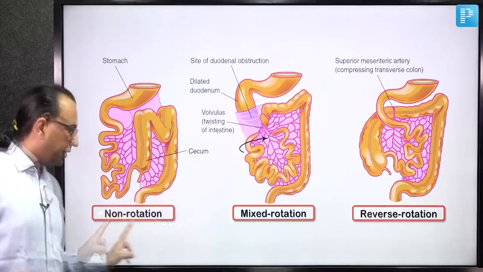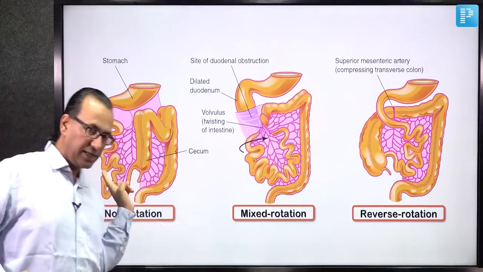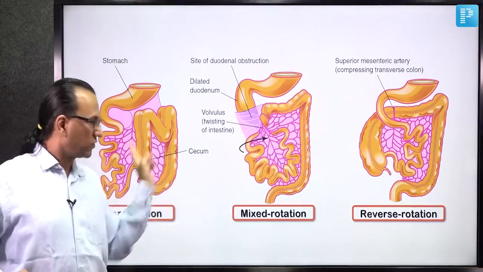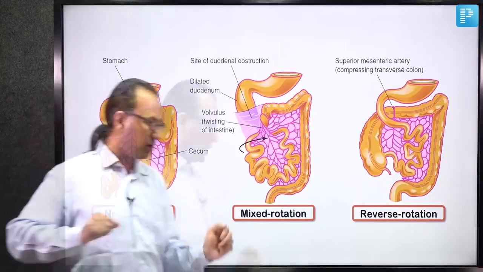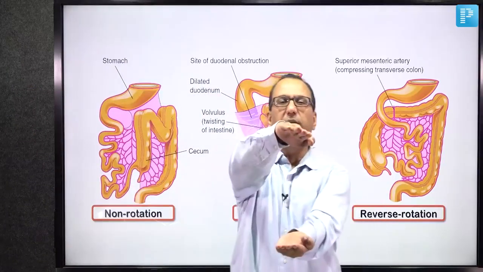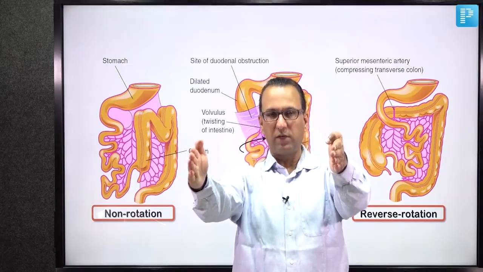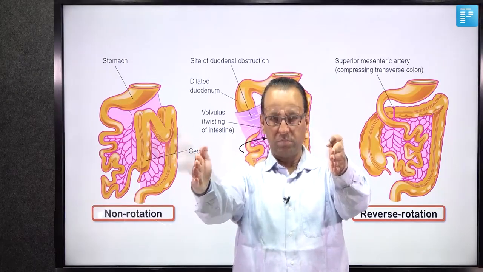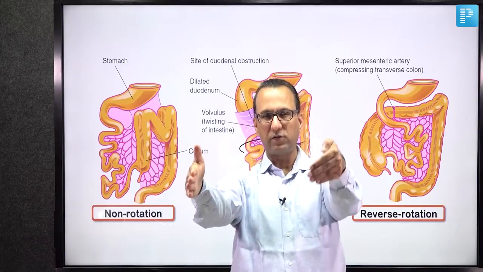Sometimes there can be an anomaly called non-rotation, where you'll find that small intestine is on the right side, the DJ is on the right side, and large intestine is on the left side, the colon is on the left side, IC is on the left side. What happened here was, when DJ and IC went inside the umbilical cord and rotated 90 degrees, after that they did not rotate the further 180 degrees. So the DJ or small intestine is on the right side and the IC or large intestine is on the left side.